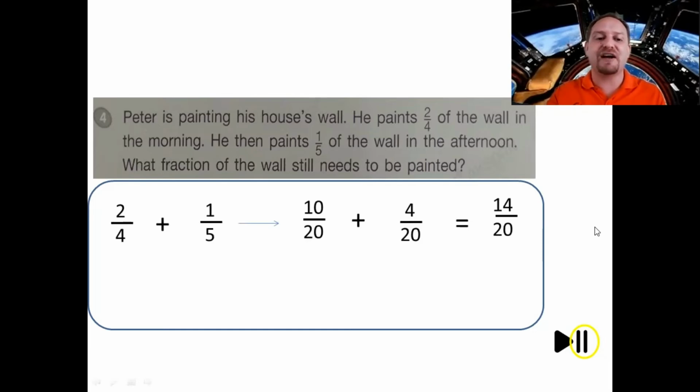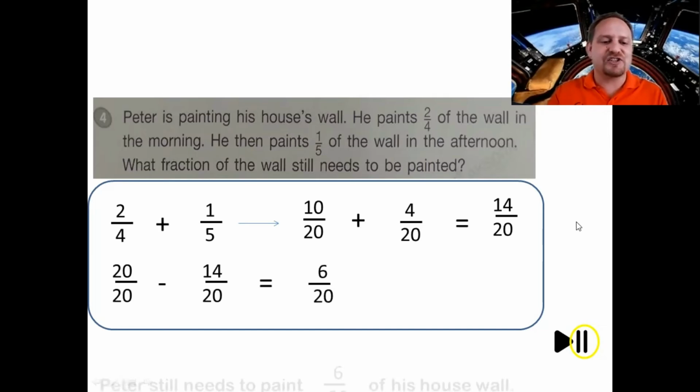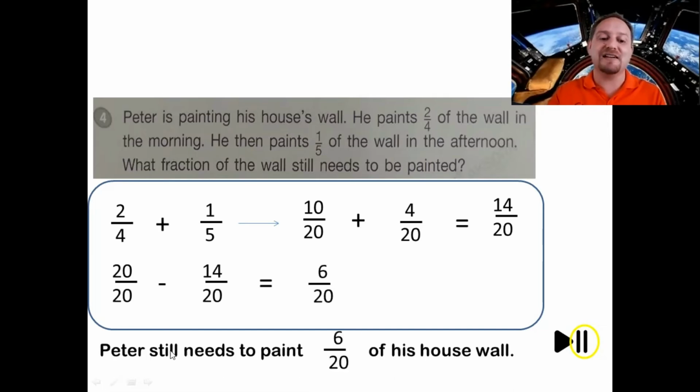Now we need to find the remaining part that needs to be painted. So students, we would put 20 over 20 because that's one whole, and we would subtract 14 over 20, which would equal 6 over 20. And your sentence should look something like this. Peter still needs to paint 6 over 20 of his house wall.